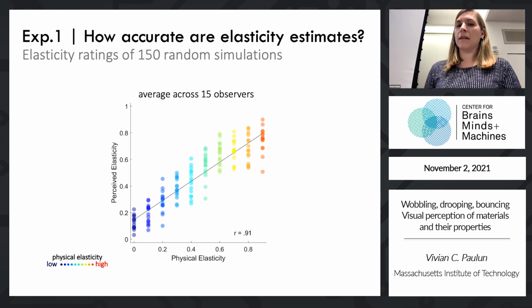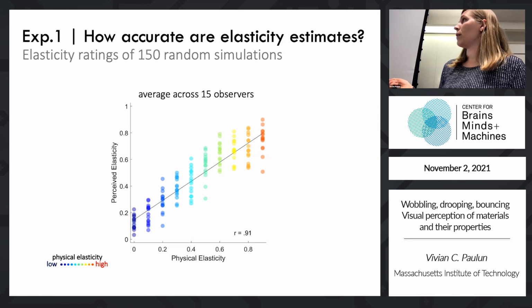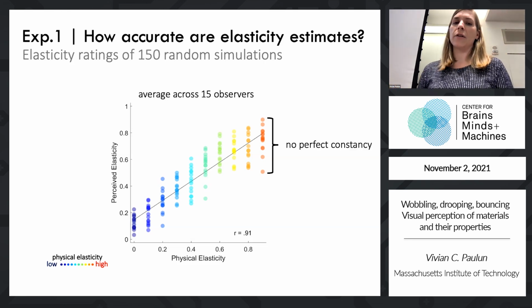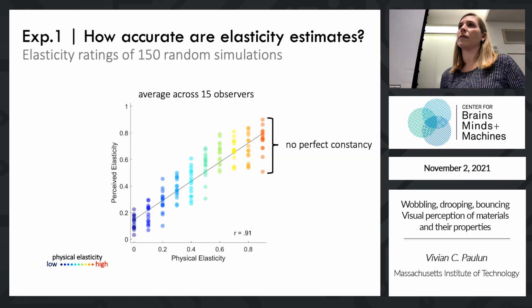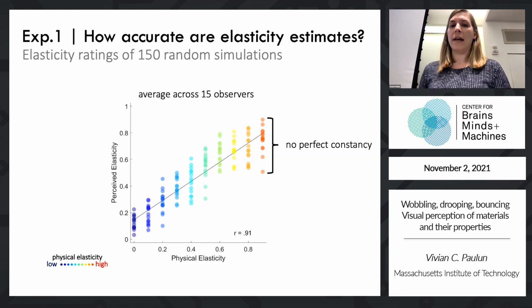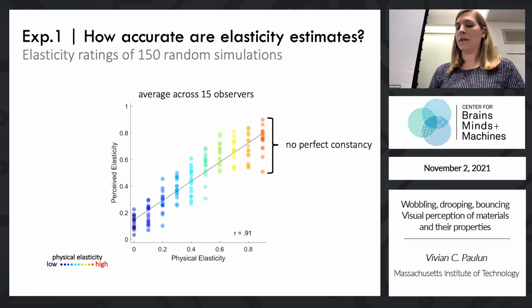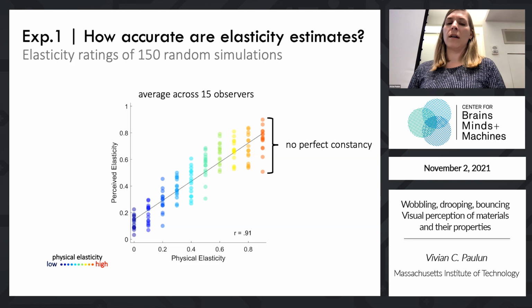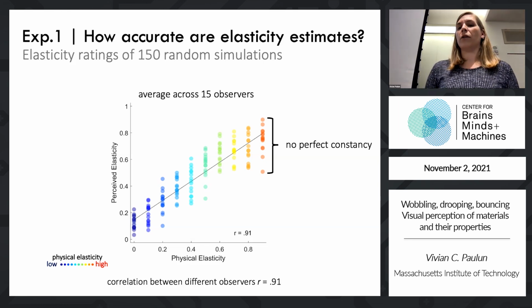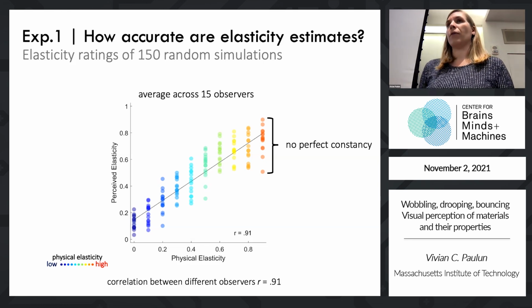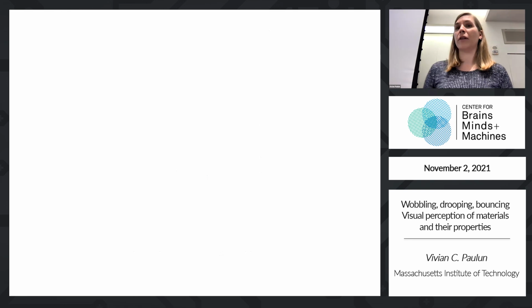And the second is that there are differences between the ratings of the same elasticity. So there is no perfect constancy. The ratings are also influenced by some of the other factors that we vary. And another observation that is not shown in this plot, but we measured this separately, is that observers are very, very consistent. So the pattern of errors is systematic across different participants. Okay, so observers are good at this task.